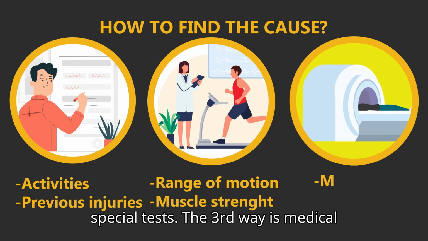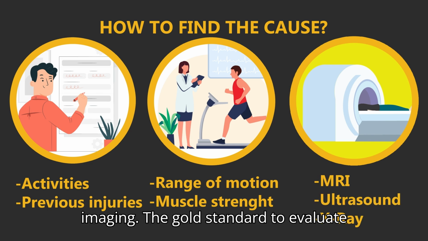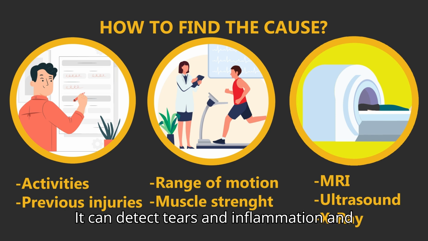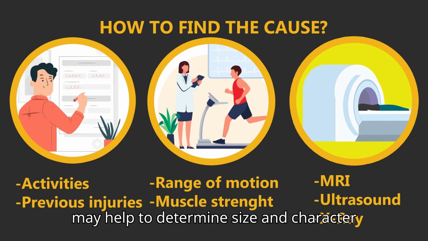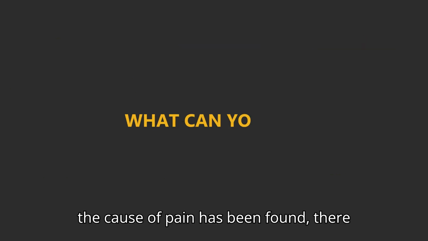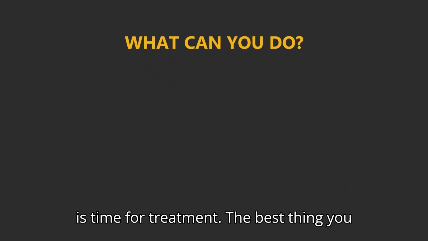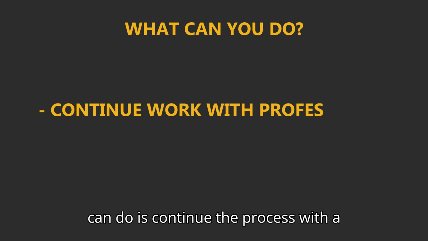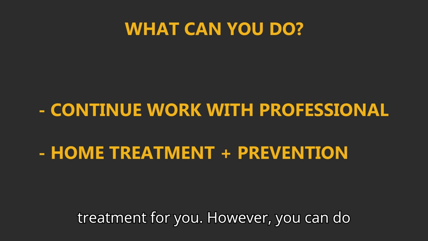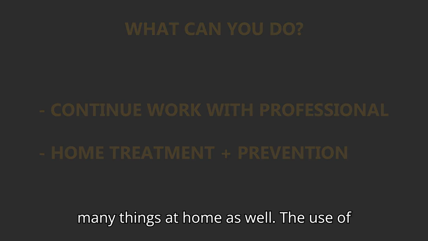The third way is medical imaging. The gold standard to evaluate rotator cuff pathologies is MRI. It can detect tears and inflammation and may help to determine size and character to establish a proper treatment. When the cause of pain has been found, there is time for treatment. The best thing you can do is continue the process with a professional to help find the right treatment for you. However, you can do many things at home as well.